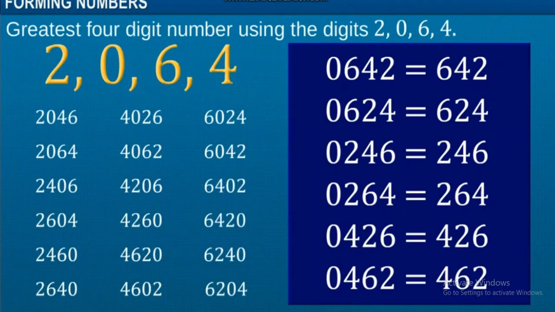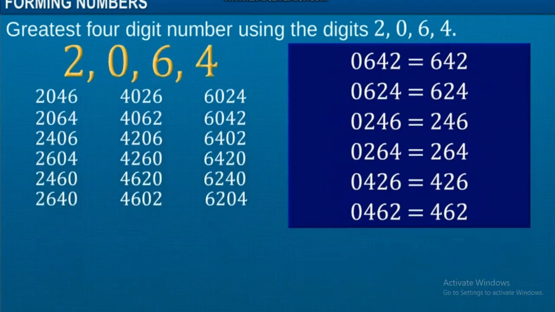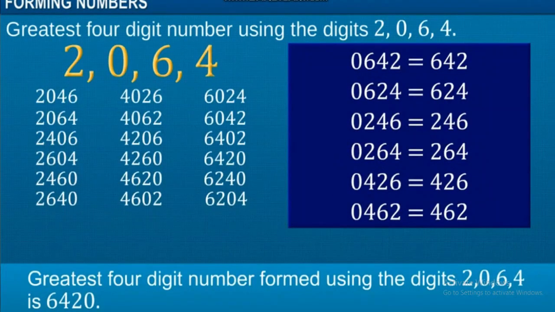Thus, in this case, only 18 four-digit numbers can be formed. The greatest four-digit number formed using these digits is 6,420.